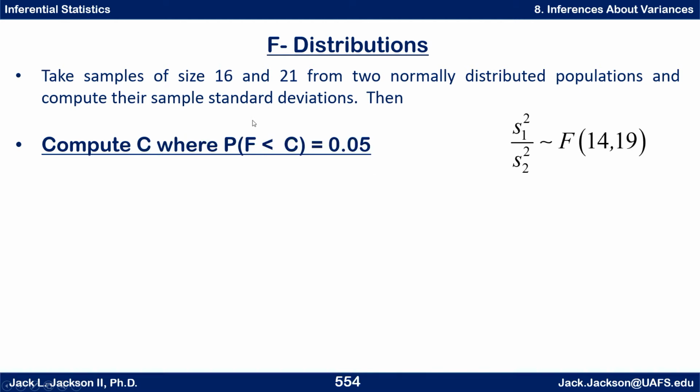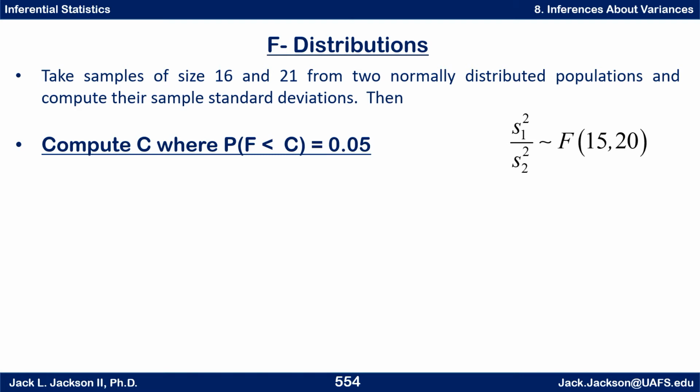How about an inverse probability? Let's still say sample size is 16 and 21. So again, we can use degrees of freedom of 15 and 20. I should say this is an F, 15, 20. So anyway, let's do a critical value here. Compute a C value, so that the probability that F is less than C is 0.05.